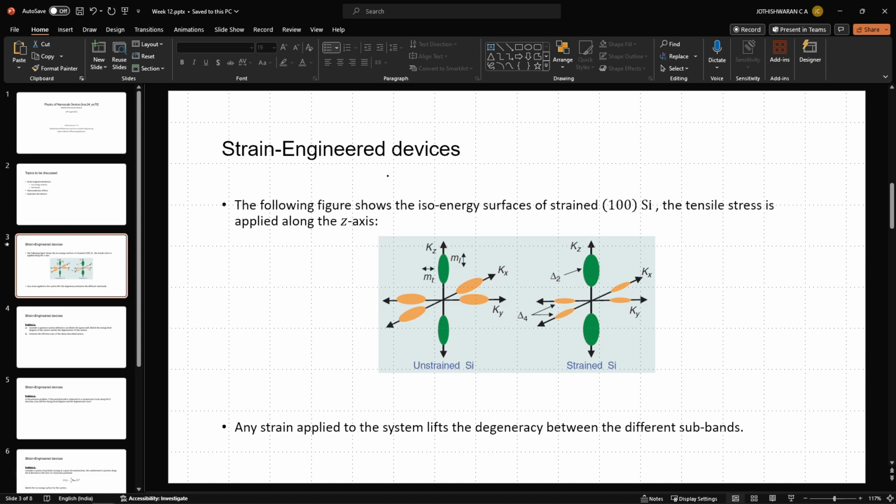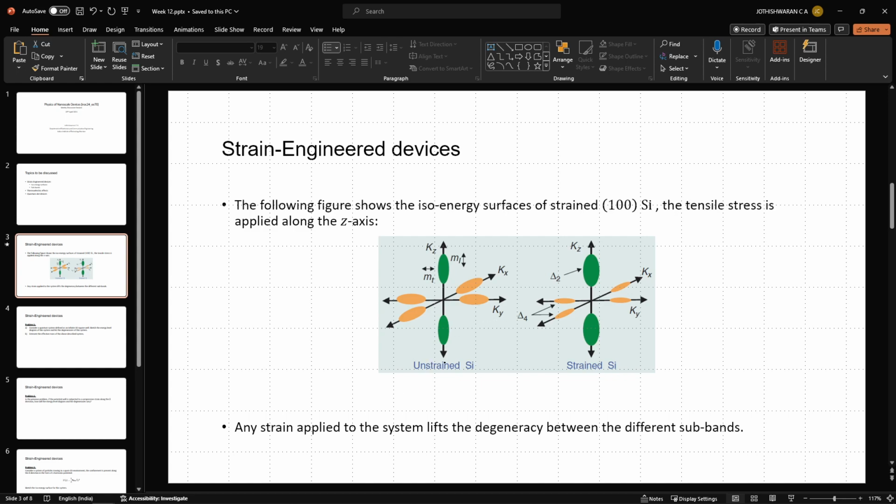When we are talking about strain engineered devices, the basic idea is given in this figure. This shows the isoenergy surfaces of unstrained silicon along the 100 plane, and the introduction of a tensile strain along the z-axis, and what happens to the isoenergy surfaces under that condition. Where these values come from, I will work out briefly in the next slide.